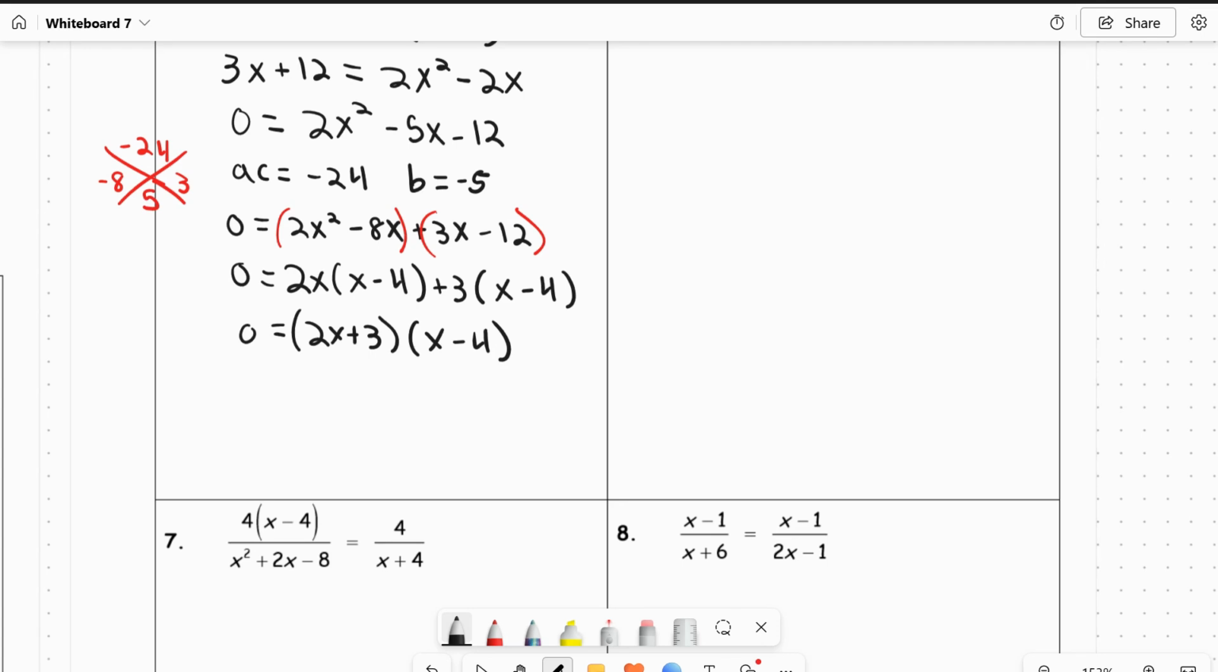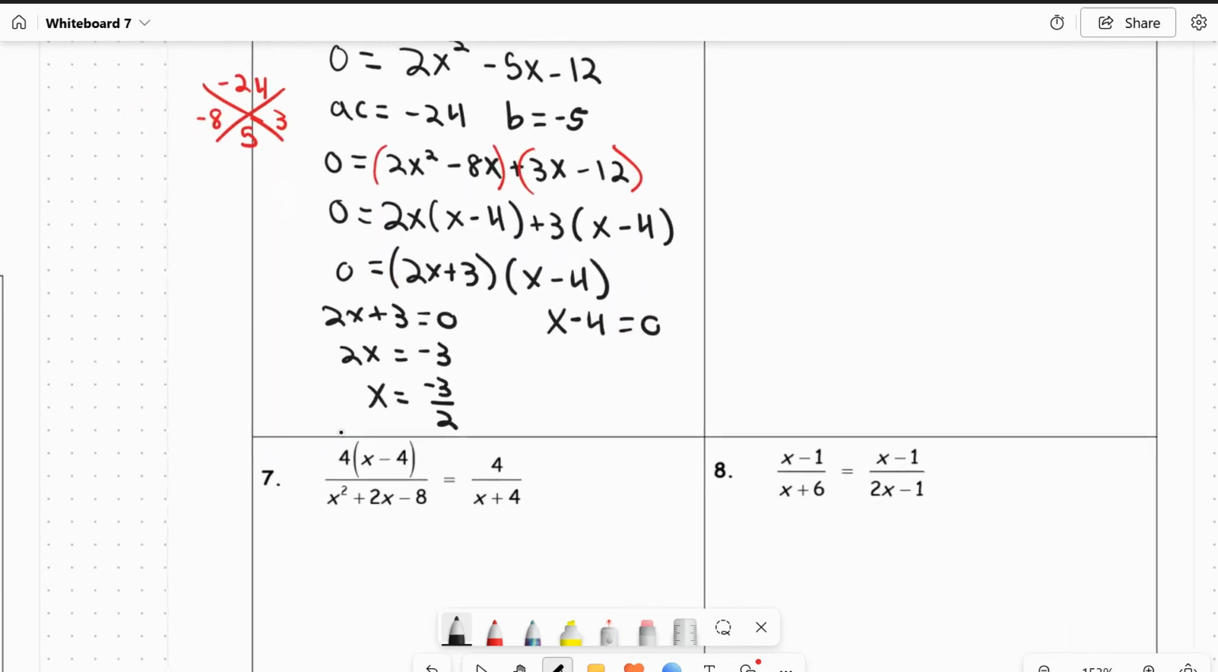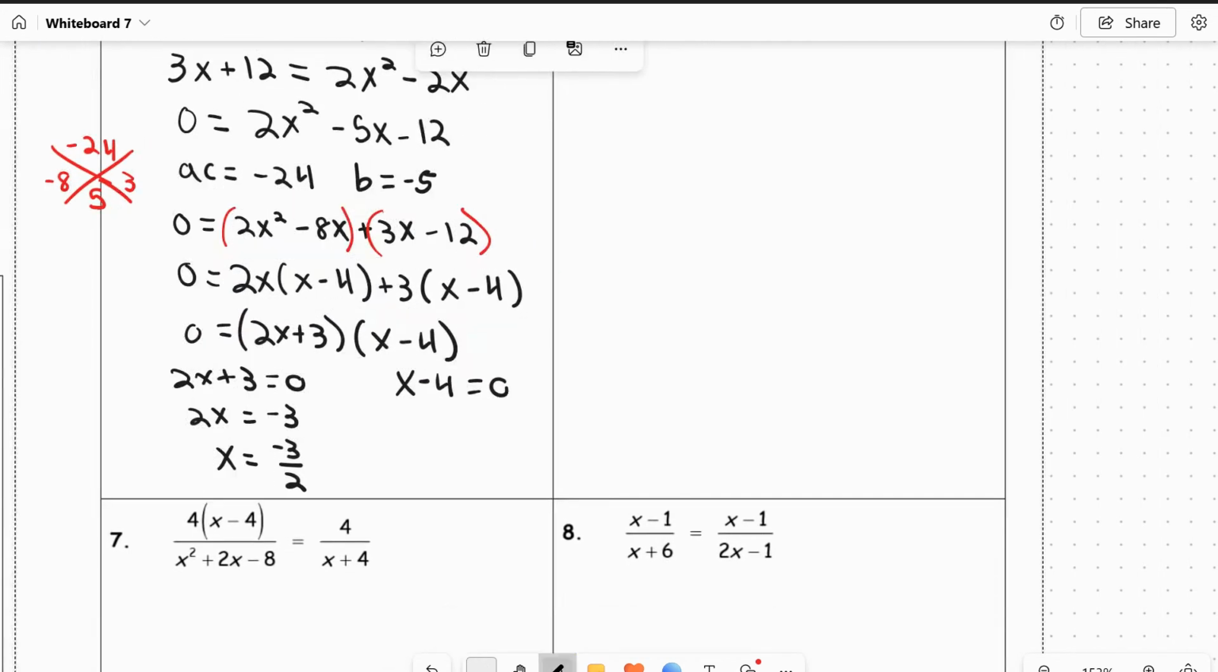So I've got 2x plus 3 equals 0, and x minus 4 equals 0. So 2x equals negative 3, x would equal negative 3 over 2. And then over here, I would just get x equals 4.